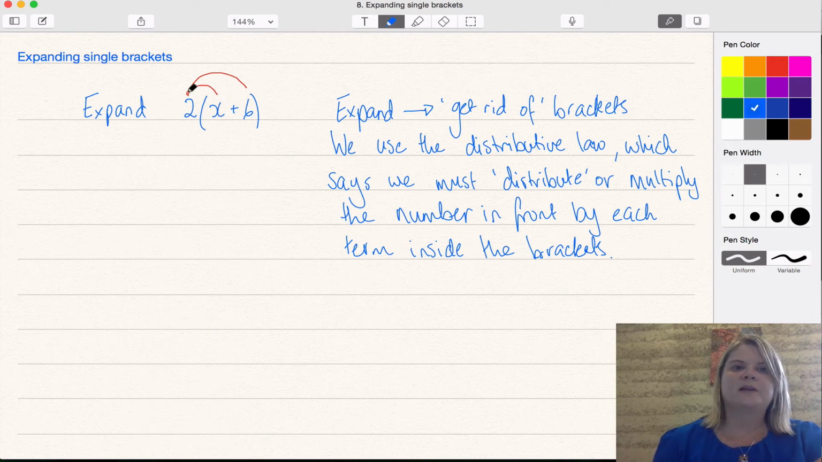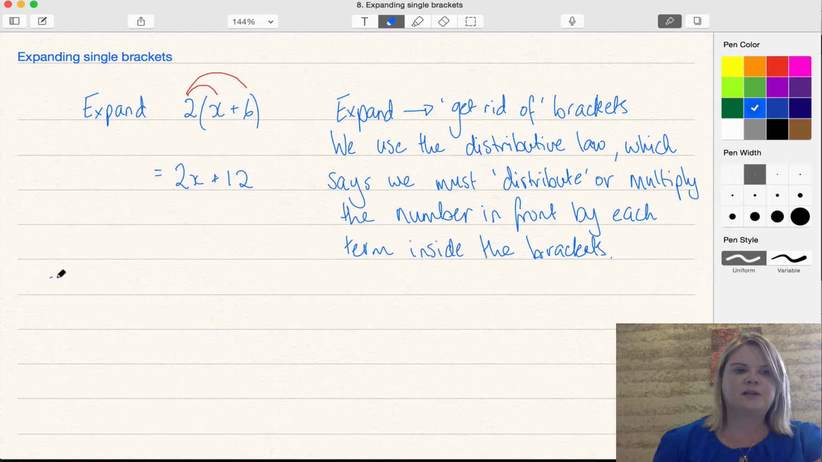So when we expand this one, we get 2 times x, which equals 2x. 2 times plus 6 is positive 12, and our solution is 2x plus 12. See how there's no brackets in the solution? It means that it's fully expanded.